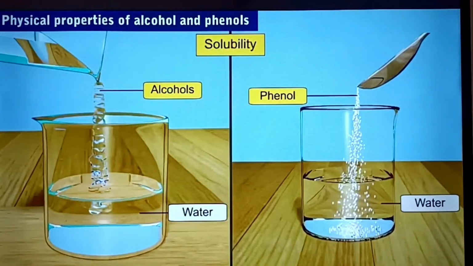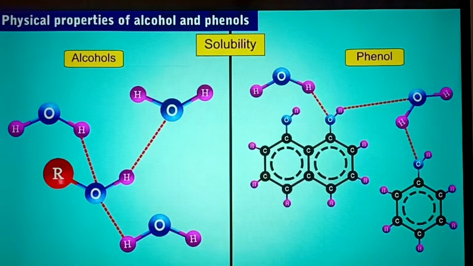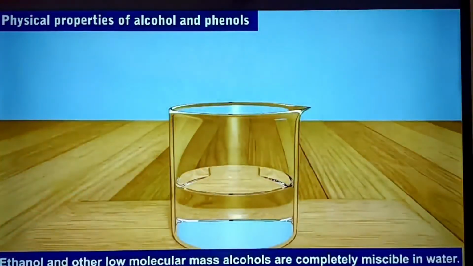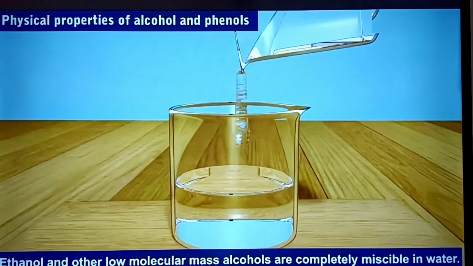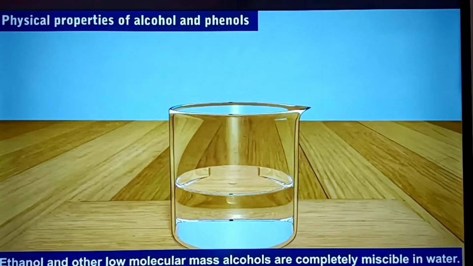Alcohols and phenols can both form hydrogen bonds with water, and so both are water soluble. The solubility of substituted phenols is very low in comparison to phenol. It should be noted, however, that as the alkyl or aryl groups get larger, the solubility decreases. Ethanol and other low molecular mass alcohols are completely miscible in water. They can dissolve in water in any proportion.